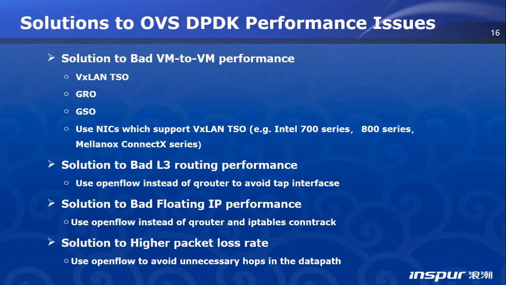For bad layer 3 routing performance, bad floating IP performance, and higher packet loss rate, we developed patches for Neutron, OS-Ken, and Nova. They use OpenFlow to implement layer 3 routing, floating IP, SNAT, and floating IP QoS, so no tap interfaces are involved in the data path.